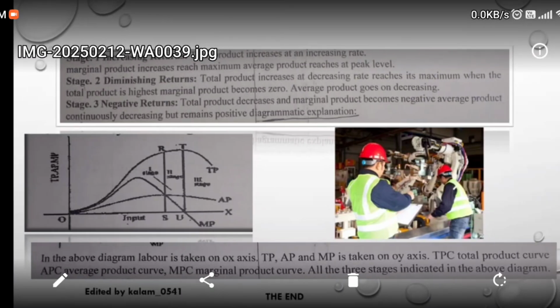So these are the important points related to the law of variable proportions. The law of variable proportions was introduced by Alfred Marshall. These are the main points you have to write in the coming examinations. It is a very important topic for public examinations.